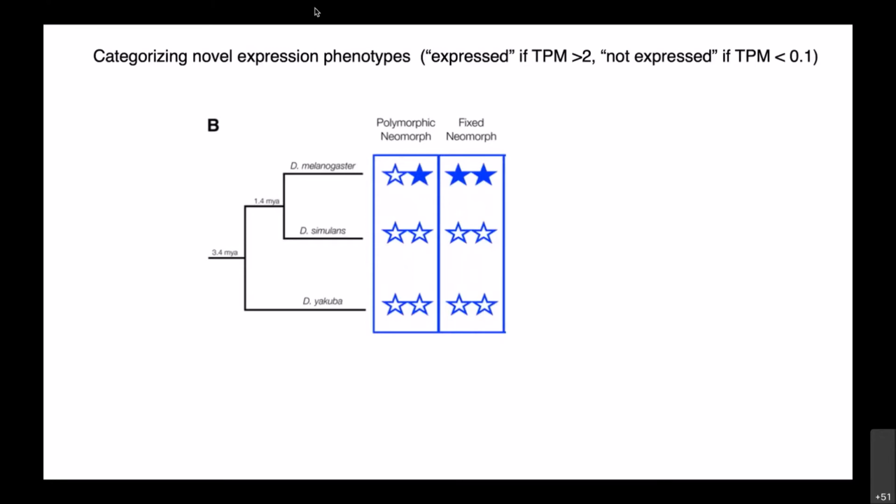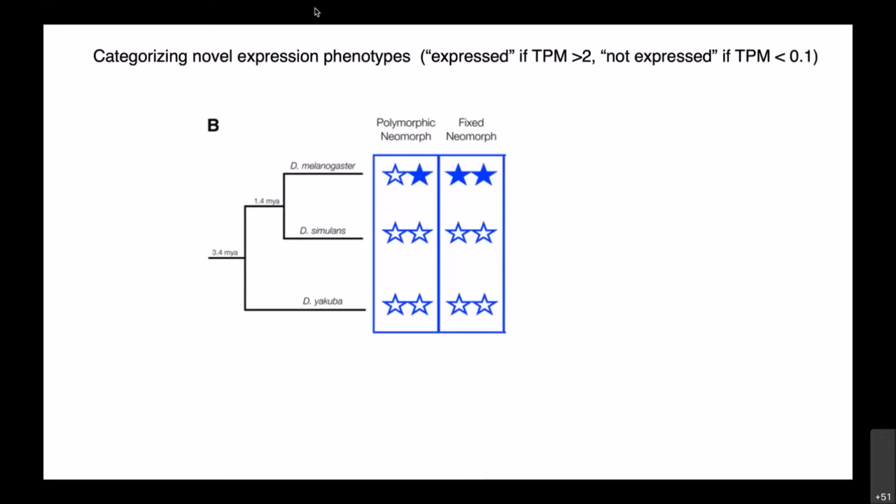So what we've done here is we've taken, as I mentioned earlier, quantitative data on TPM expression estimates, and we've converted it to categorical data. So how do we do this? Well, we declare a gene to be not expressed in a line if its TPM is less than 0.1. So this is a very low level of expression. In the literature, it seems to be very conservative, so I think that was a reasonable thing to do. And then to call a gene expressed, we call it expressed if TPM is greater than 2. This also seems quite conservative in many papers, including some from our lab.